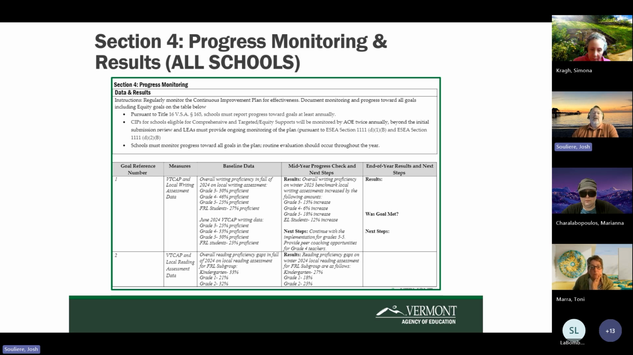All schools must monitor their progress towards their goals, and schools eligible for comprehensive, targeted, and additional targeted supports must update and submit mid-year progress no later than February 28th, 2026, and end-of-the-year results no later than June 30th, 2026, and will have regular monthly check-ins with their education quality coordinator to discuss implementation and progress. As a reminder, CIPs for schools eligible for comprehensive and targeted supports will be monitored by the AOE twice annually.